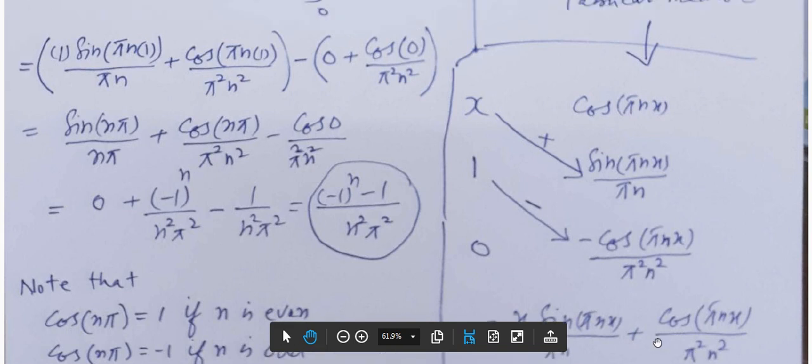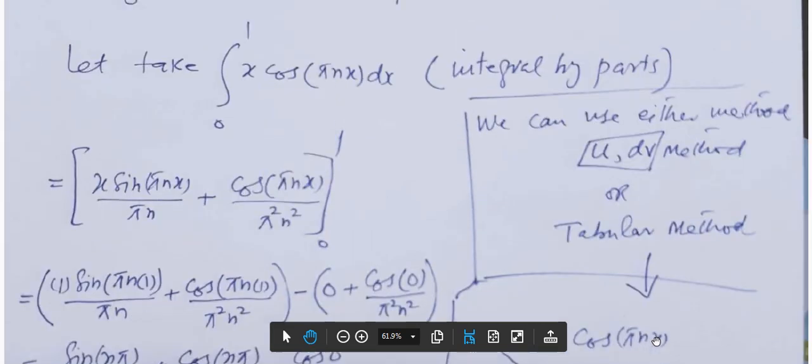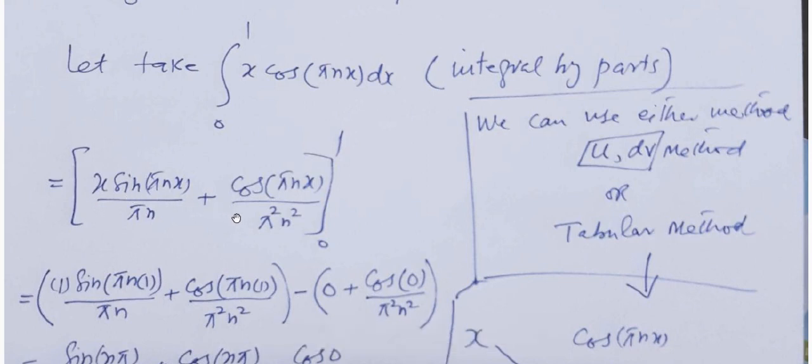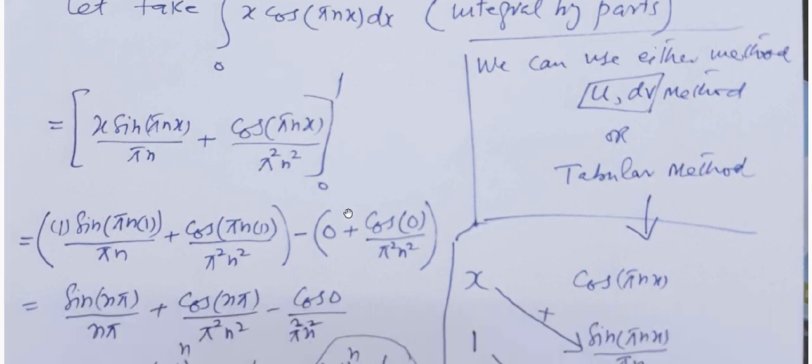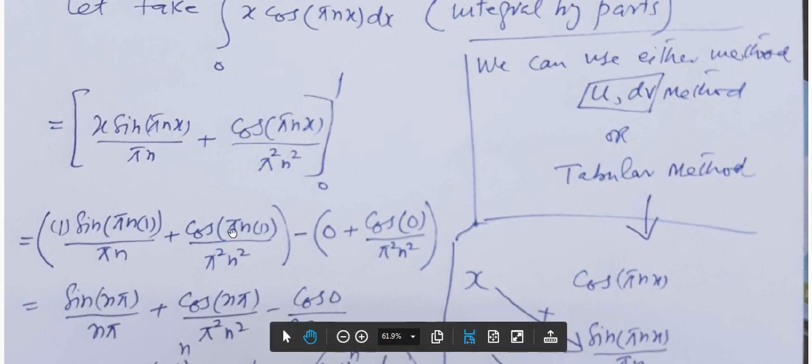So it means the integration of x cosine pi n x is x sine pi n x divided by pi n plus cosine pi n x divided by pi square n square, and your limit is from 0 to 1. Now I will substitute the upper limit 1 in x. So it means 1 sine pi n 1 divided by pi n plus cosine pi n 1 divided by pi square n square, minus, you will substitute the lower limit 0.